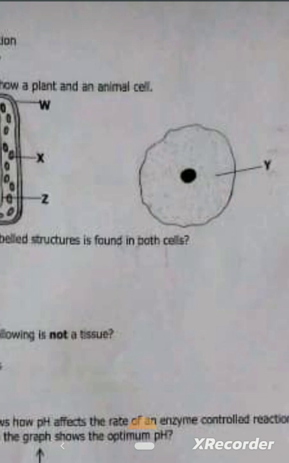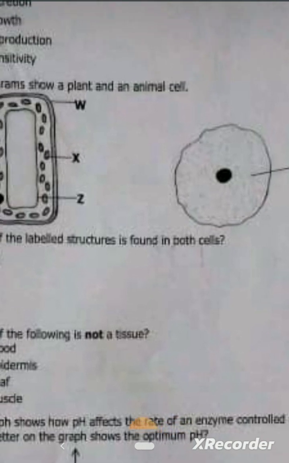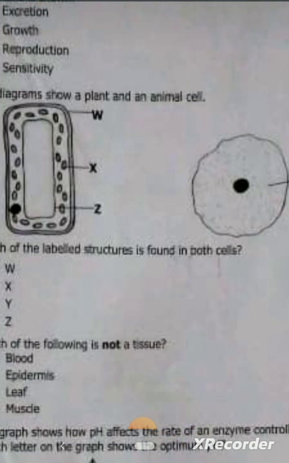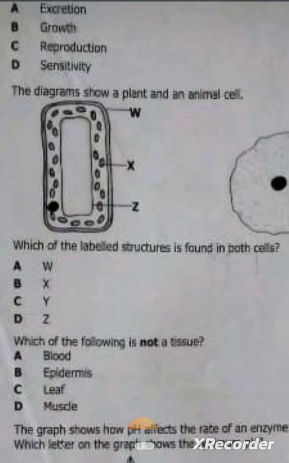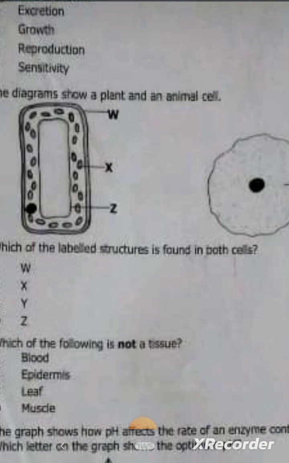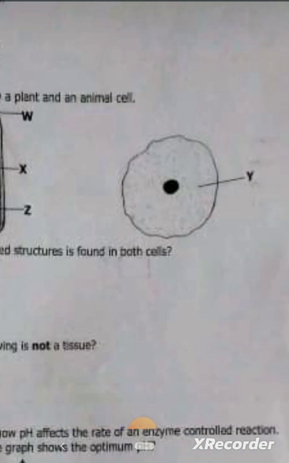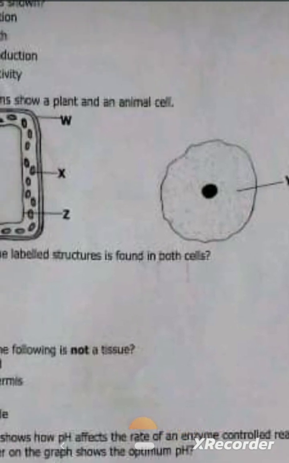Actually, I've seen that my marking was not correct. I thought W was pointing at the cell membrane, but W is pointing at the cell wall, which is not true, because the cell wall is just found in the plant cell. If we look at X, these are chloroplasts. We know that they're just found in plants. Z is the vacuole. The vacuole is not always found in an animal cell. Y is the cytoplasm. Cytoplasm is found in all cells.